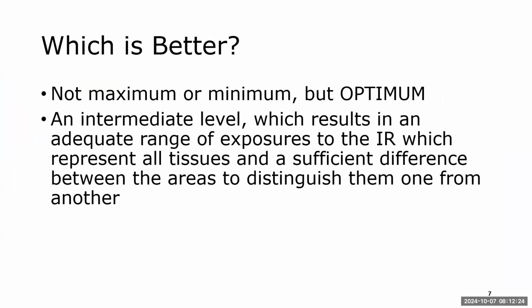So there's differences in signal, right, that create the differences in brightness levels that represent all of the tissues and a sufficient difference between the areas to distinguish them one from another. In other words, if all of the brightness levels are the same, then we're not going to be able to tell anything about that image, right? Or if they are either black or white, that again is we're going to lose information, right? So the key is an intermediate level, not too high, not too low.